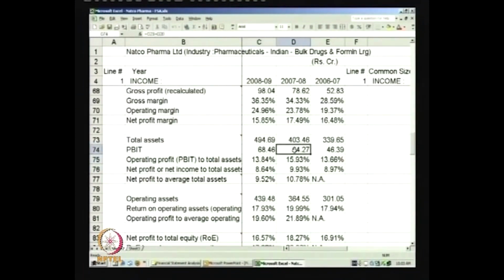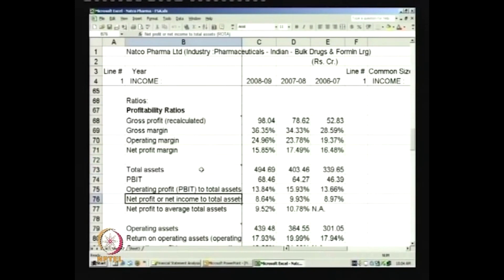That means the profit might not have increased substantially, compared to how the total assets of this company have gone up from 403 to 494.69, which is a lot of increase, whereas the profit before interest and tax has gone up only marginally. Because of that, one can see a fall in the ratio, that is profit before interest and tax to return on investment, from 15.93% to 13.84%.